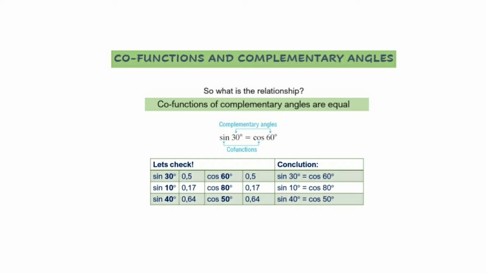Let's check. Sin 30's value is 0,5, but cos 60's value is also 0,5. So sin 30 is equal to cos 60. Sin 10 is 0,17, and so is cos 80. So sin 10 is equal to cos 80. Sin 40 is 0,64. Cos 50 is 0,64. So sin 40 is equal to cos 50.